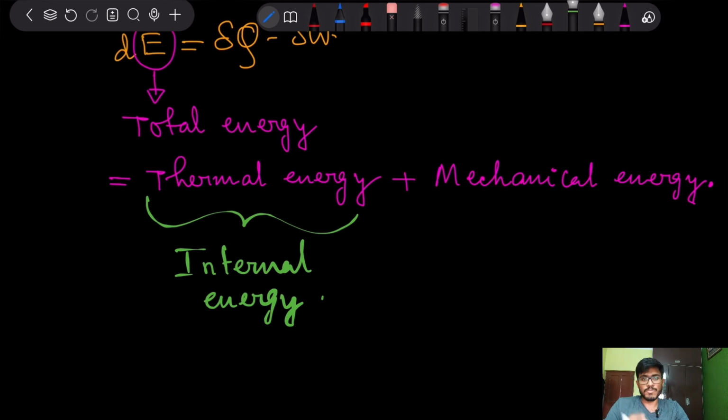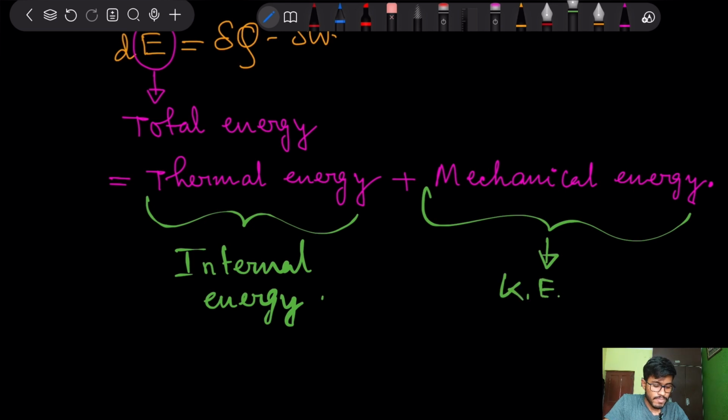What is enthalpy? H is equal to U plus PV. This PV is nothing but the flow work. So if the system is flowing, then it must have the flow work term. And this is the mechanical energy, that is the kinetic energy plus the potential energy.